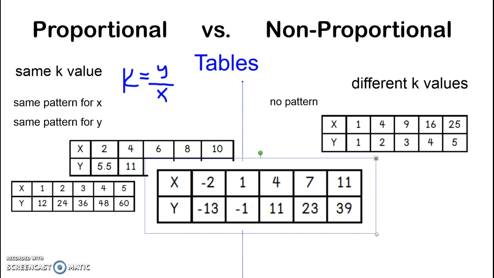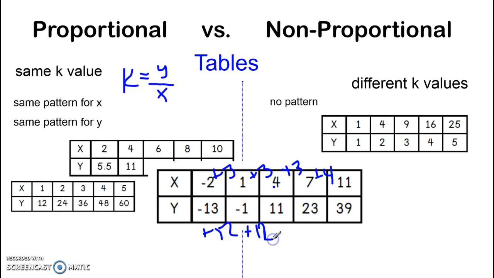Let's see. Do we have a pattern? I think we do. So -2 to 1 was +3. 1 to 4 is +3. 4 to 7 is +3. 7 to 11 is +4. Well, we can check it. So we've got a pattern for the y's. This is +12. Then we've got another +12, +12, and then 23 to 39 is actually +16.